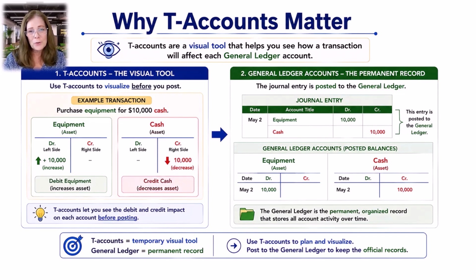The general ledger is the permanent accounting record of the business. T-accounts help us think through the transaction. The general ledger stores the official record of the transaction. That's why T-accounts are such a valuable learning tool. They allow us to see the flow of debits and credits before they become part of the accounting system.